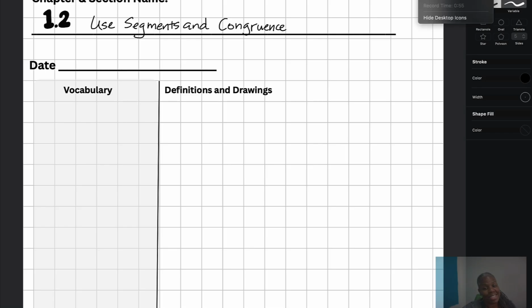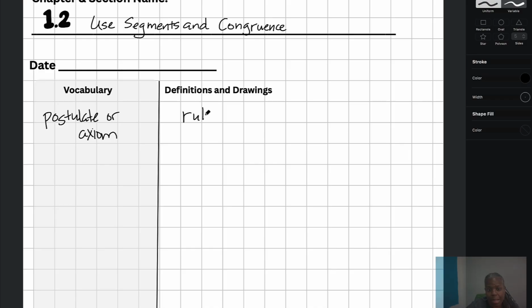Let's take a moment. Let's get our first vocabulary words. We got two words, they kind of mean the same thing, so we're going to put them together. The first word is postulate or axiom, and basically it's a rule that we accept without proof.